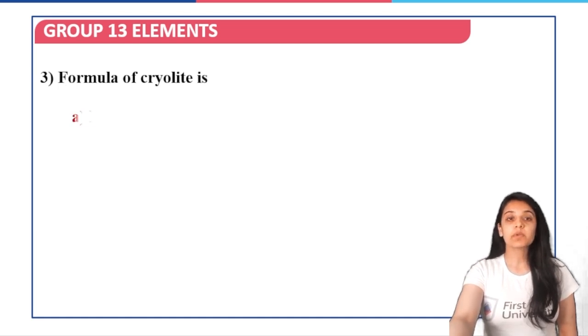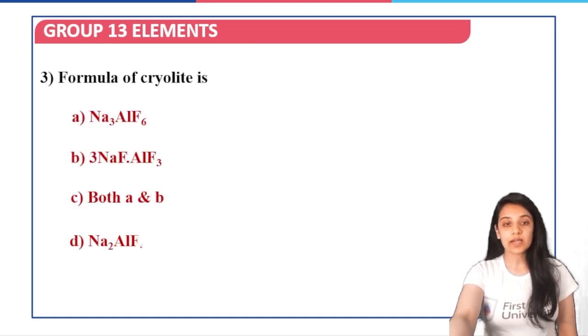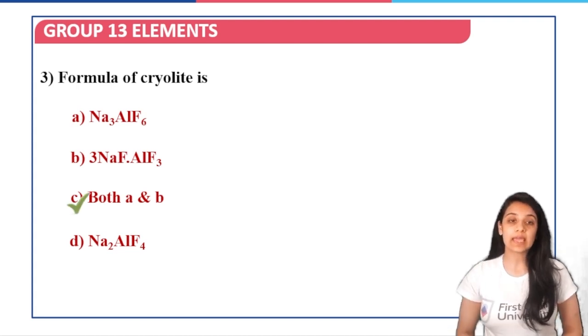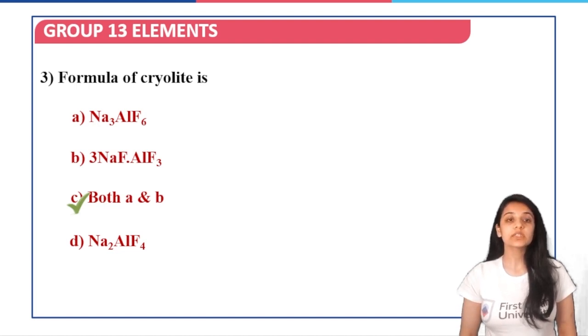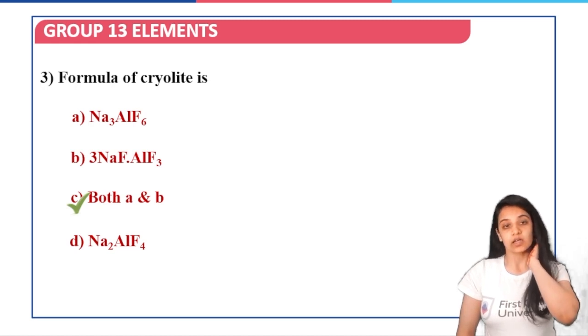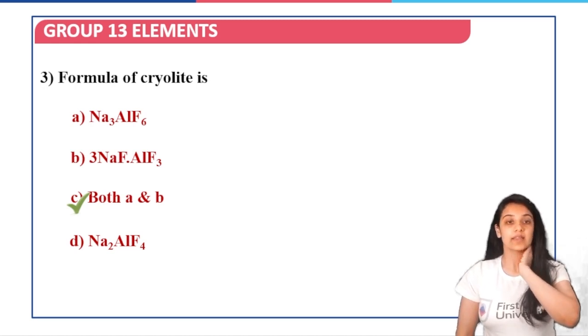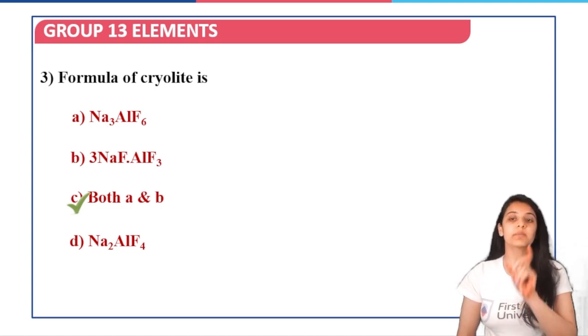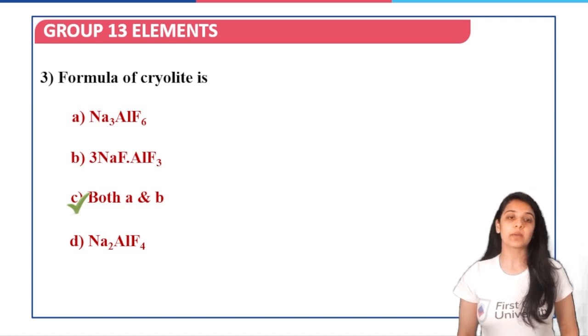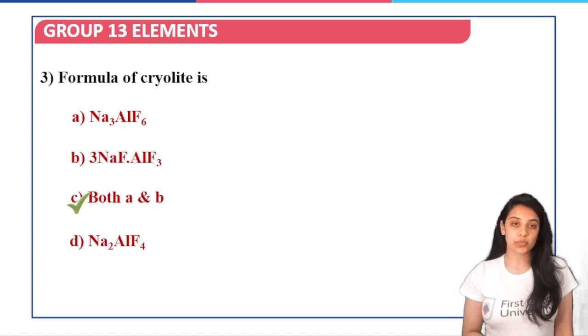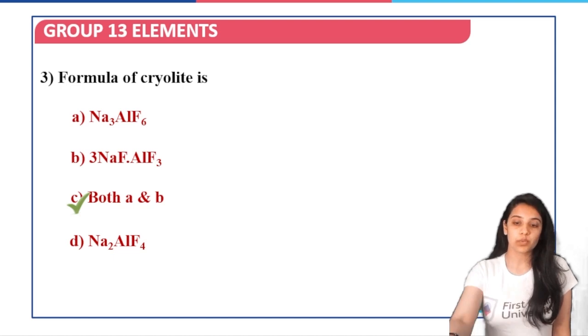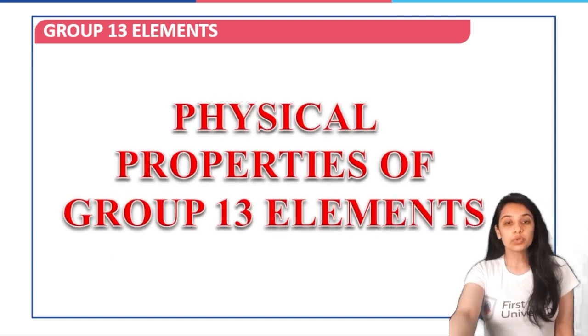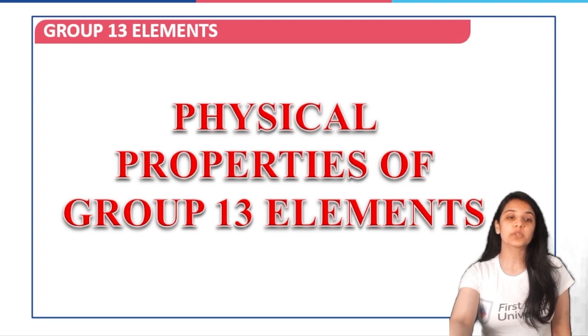Next question is the formula of cryolite. Again, we have studied what cryolite is, and we know that it is both A as well as B, because it's the same thing. 3 NaF means 3 sodium and 3 fluorine, and then there are 3 more fluorine, so total 6 fluorine, with 3 sodium and 1 aluminium. That is the formula for cryolite. So both A and B are the correct answer to this question because we can write it in both forms. Next, we move on to the physical properties of group 13 elements.